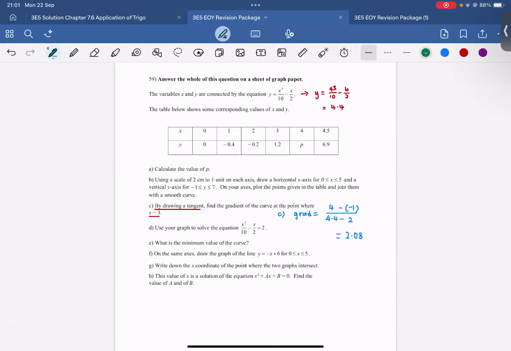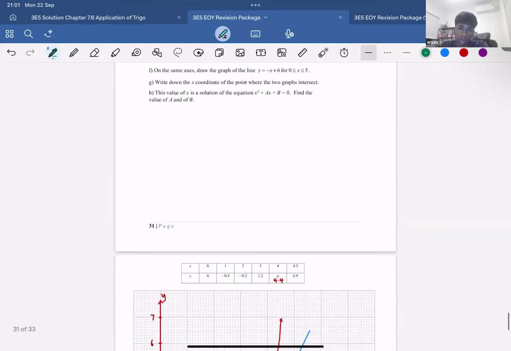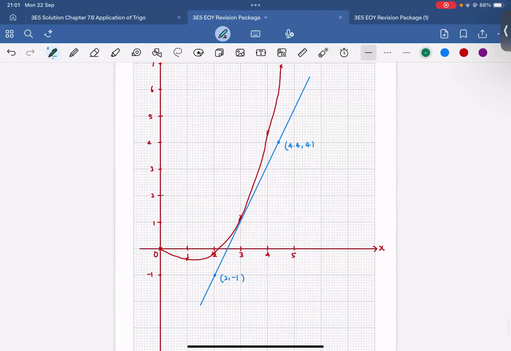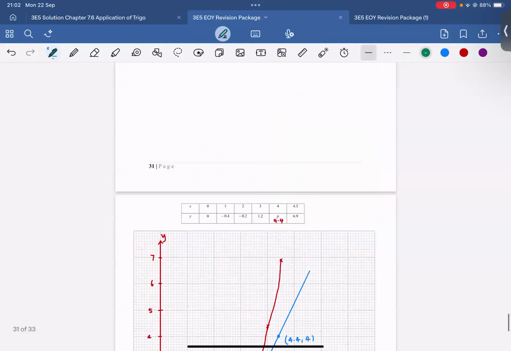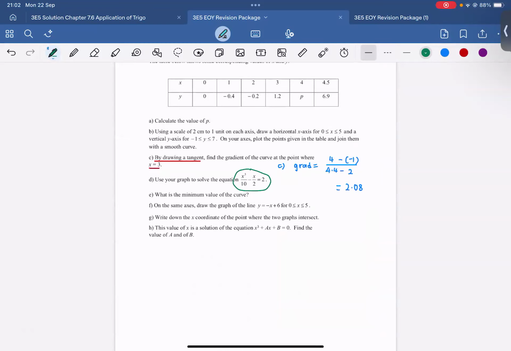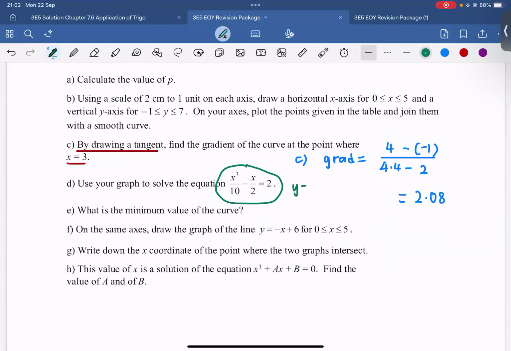Next, they want you to use your graph to solve this. So you compare these two. What's the difference? The y is actually equal to 2. So we read from the graph, y equals 2. Here, then we use a dotted line and dot it down. So you get 3.3. So from the graph, x is equal to 3.3.